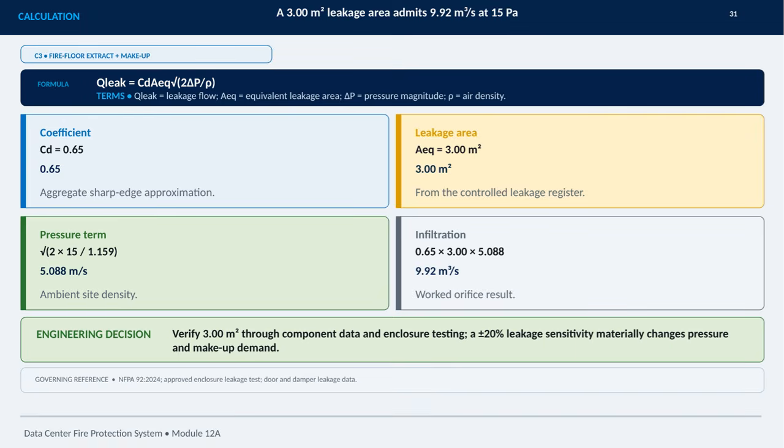That result is a worked orifice estimate, not a substitute for verification. The key engineering decision is to confirm the 3.00 square meter assumption using component data and enclosure testing. A leakage variation of plus or minus 20% can materially change both the pressure response and the required makeup airflow. The governing reference is NFPA 92/2024, together with approved leakage testing and door and damper leakage data.